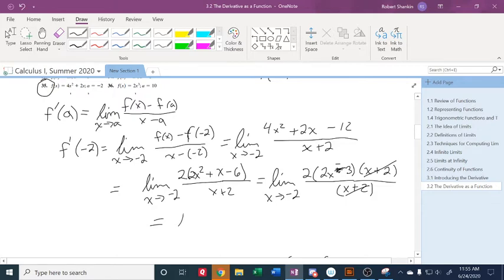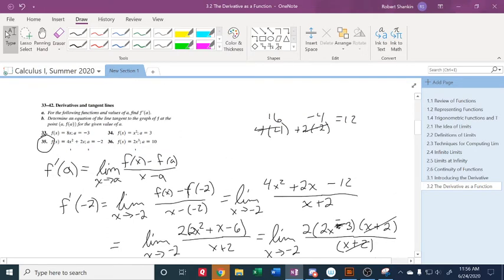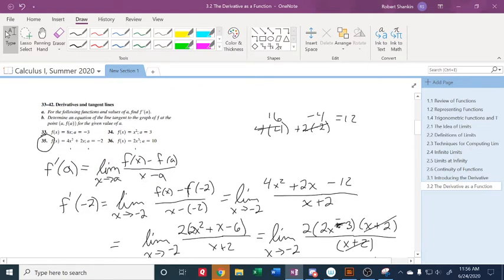And then I'm going to get the limit as x approaches negative 2 of 2 times 2x minus 3 over 1. And finally, when I substitute the negative 2, I'm going to get 2 times negative 4 minus 3. That's negative 7, doubled is negative 14. So the derivative, part A, find f prime at negative 2, it's negative 14.